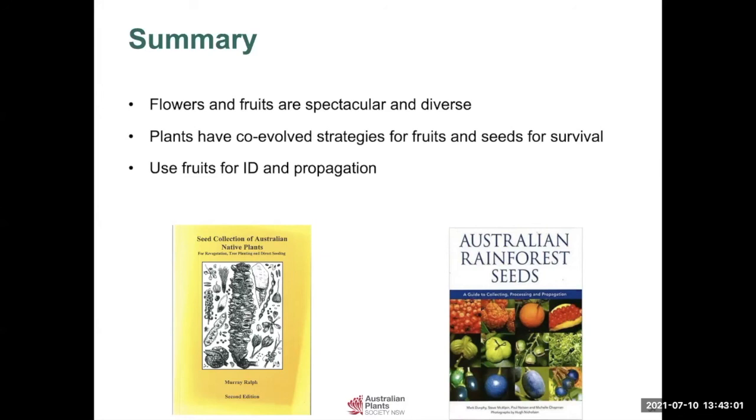So I just wanted to mention again those two books that I found really useful, Seed Collection of Australian Native Plants. And then for things like rainforest fruits, which are really quite different from what we see locally, I've got a book, Australian Rainforest Seeds, which gives you a really good guide to the colour there. And you can really see just from that cover how bright some of the rainforest seeds are.